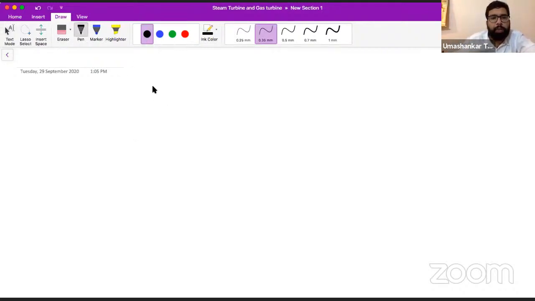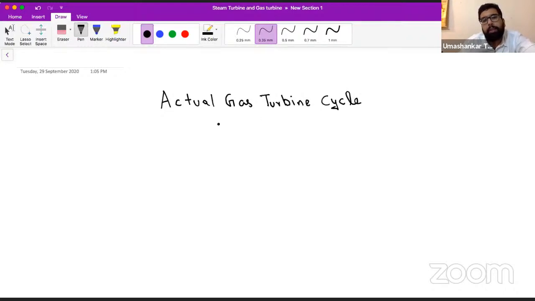Now, if I explain the actual gas turbine cycle, by the name itself it is very much clear that practical things will come into the picture. The ideal things will no longer play their role. We have seen in the ideal cycle some air standard assumptions. So in the actual gas turbine cycle, what can happen?